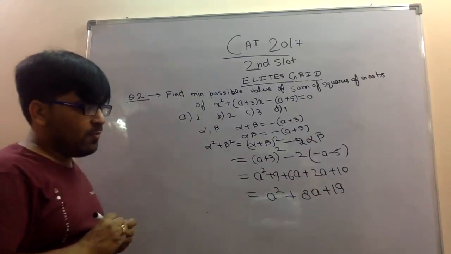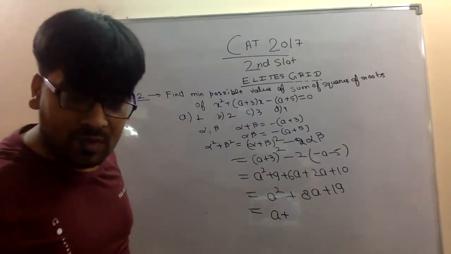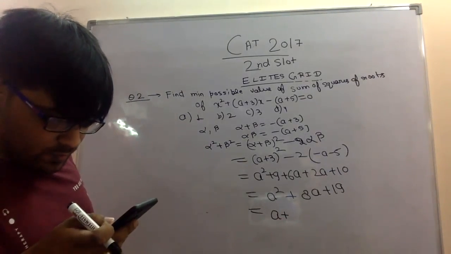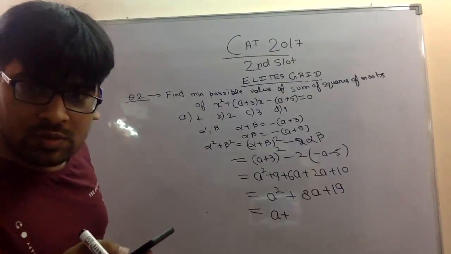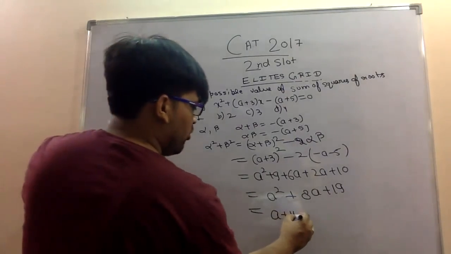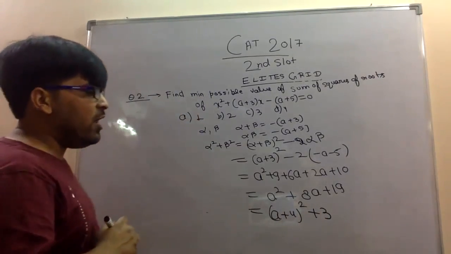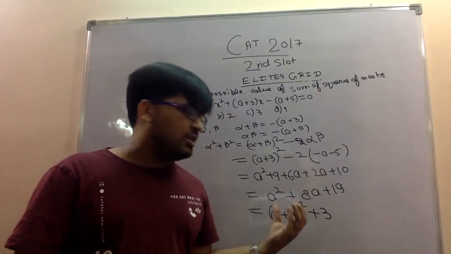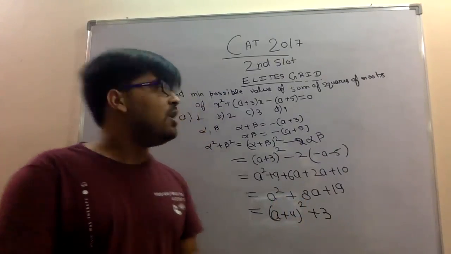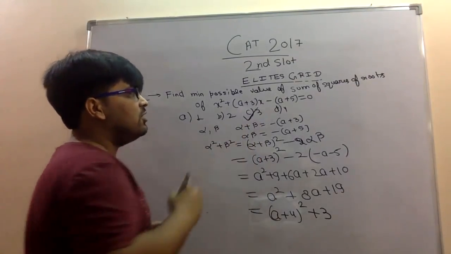ठीक है, a square plus 8a plus 19, which is nothing but a plus कितना आ रहा है वैल्यू, a plus 4 whole square plus 3. अब हम लोगों को इसकी मिनिमम वैल्यू फाइंड करनी है. We know that square of anything is greater than or equal to 0. 0 plus 3, that means minimum value will be 3. मिनिमम वैल्यू कितनी आ जाएगी, 3 आ जाएगी.